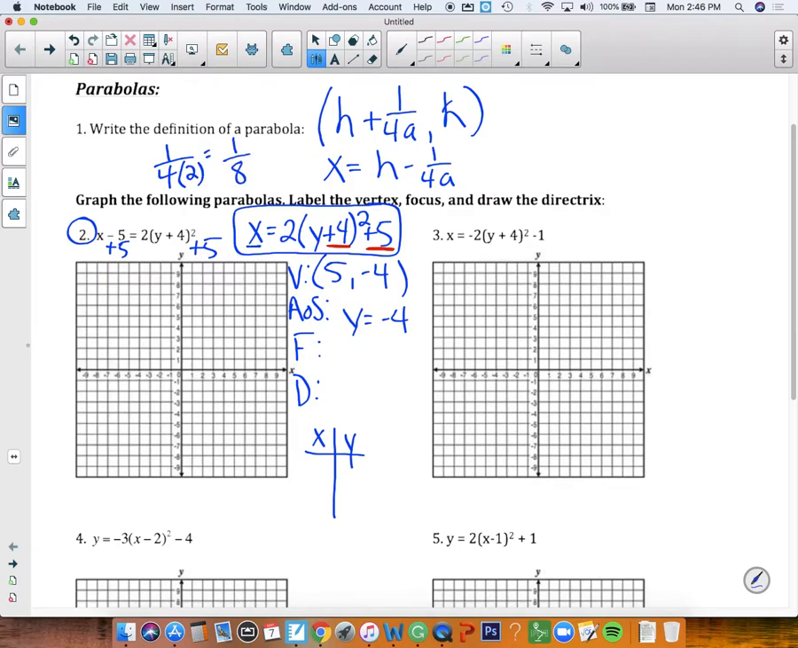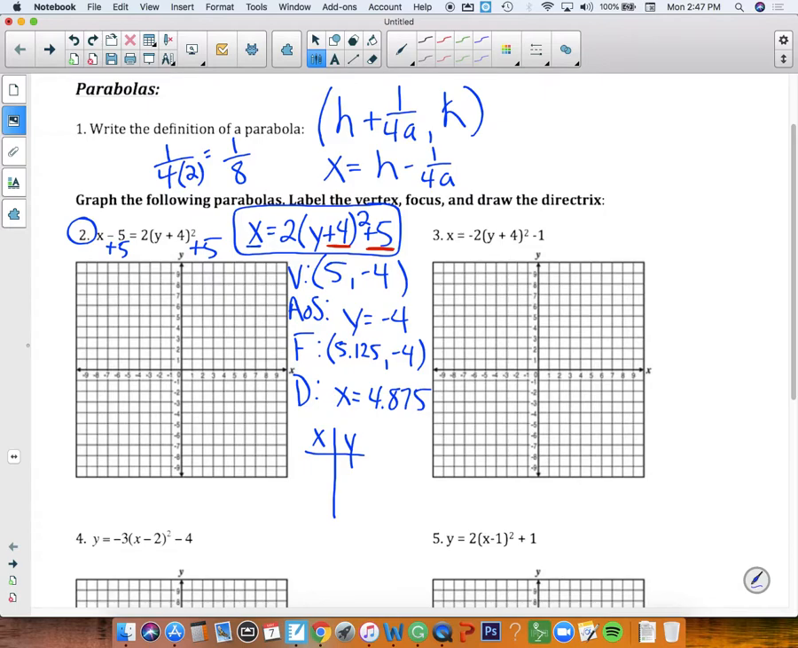For the focus, we're going to add 1/8 to the x value, which is 5. So it would be 5 1/8, or 5.125, comma negative 4. For the directrix, it's x equals, and we subtract that from the 5, so it'll be 4.875. Remember, the focus is a point, the directrix is a line. Then we can fill out the xy chart, but I'm going to graph what I have right now.